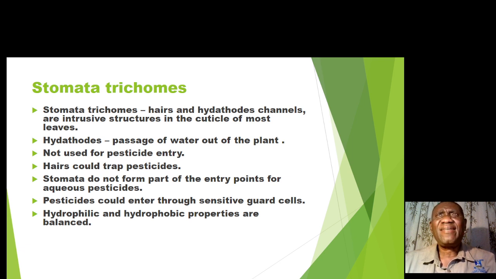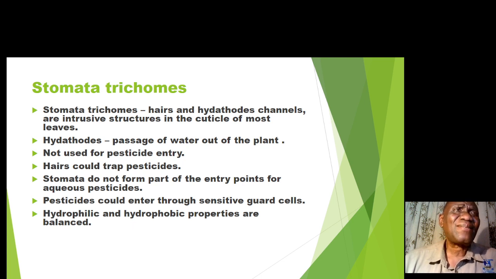Now on the plant we can have stomata and trichomes. These are structures on the plant. The trichomes are hairs, and there are the hydathodes channels. These are intrusive structures in the cuticle of most leaves. They can pass through the cuticle. Hydathodes are the passage of water out of the plant, and they may not be used by the pesticide to enter the living systems.